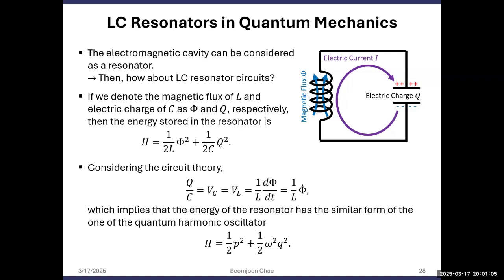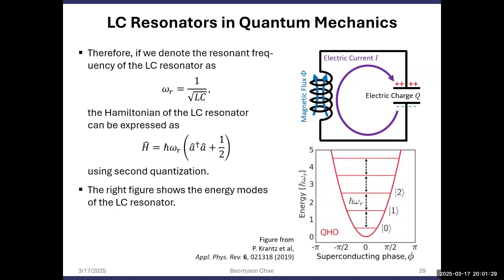So this is going to be the quantity corresponding to position, and this is going to be the quantity corresponding to momentum. So we can use the method for harmonic oscillators to describe the dynamics of LC resonators. If we denote the inductor as L and the capacitor as C, then the resonant frequency of the LC resonator is going to be like this.